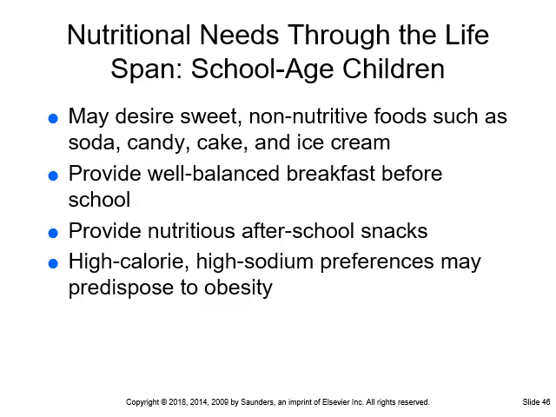School-age children may be influenced by their peer groups when making food choices. They are susceptible to advertisement for fast foods that show toys as prizes and children in play areas when eating. Children at this age may desire sweets and non-nutritious foods such as sodas, cake, candy, and ice cream. Parents and caregivers should serve as role models for their children, should ensure that the child has a well-balanced breakfast before school, and also provide a nutritional after-school snack. Because of high calorie and high sodium preferences of many children, obesity is becoming a health issue during the school-age years.